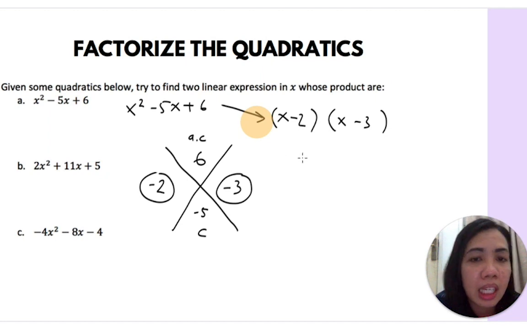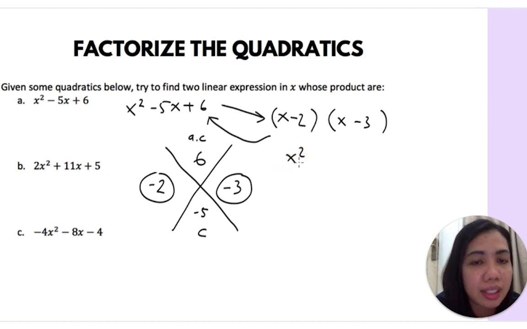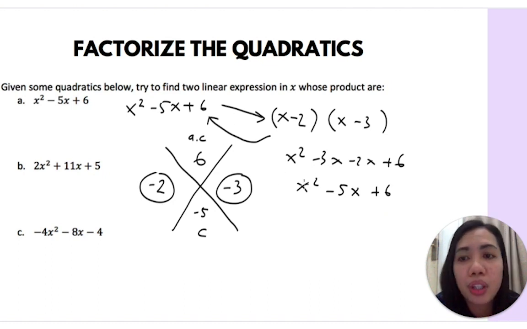Actually, when we multiply both, we'll go back to the same thing here: x squared minus 5x plus 6. Let's try this. x times x is x squared, and then x with minus 3 is minus 3x, minus 2 with x is minus 2x, and minus 2 with minus 3 is positive 6. So we have here x squared, minus 3 and minus 2 is minus 5x, plus 6. The same thing we have here. So this is the answer for number a.